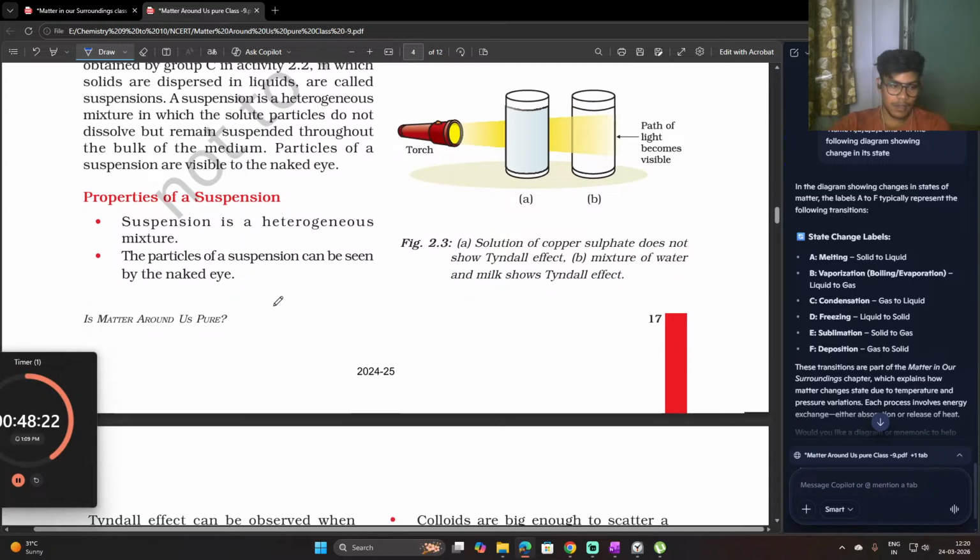So particles of a suspension are visible to the naked eye. Properties of suspension. Suspension is a heterogeneous mixture. Second, the particles of a suspension can be seen by naked eyes, because particles of suspensions are very large. I already told you its size is above 1000 nm, so you can see them with naked eyes.